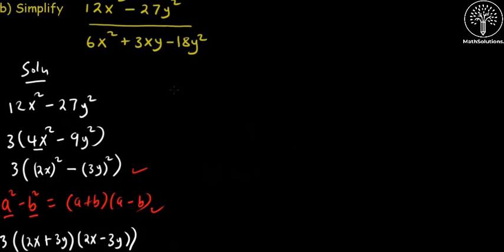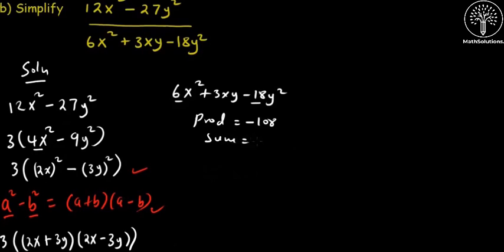So factorizing the denominator, 6x squared plus 3xy minus 18y squared, we look for the product, which in this case is 6 by negative 18, that gives us negative 108, and the sum is 3. To determine the factors, we reduce 108 by, say, 9, so that we have 108 divided by 9, that gives us 12. So we look for the factors of 12.